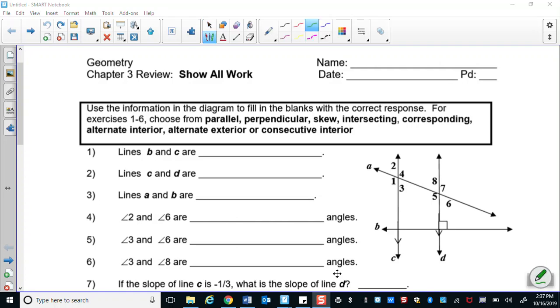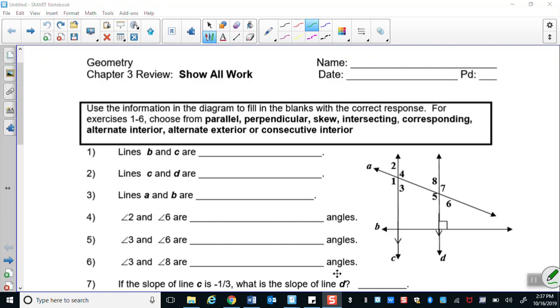Okay, hi again, guys. So you should have this document in front of you. This is your study guide. Again, your test is next week on Wednesday, Thursday, depending on if you're in first period or third period. So what I'm going to do is go through and do some of these with you.